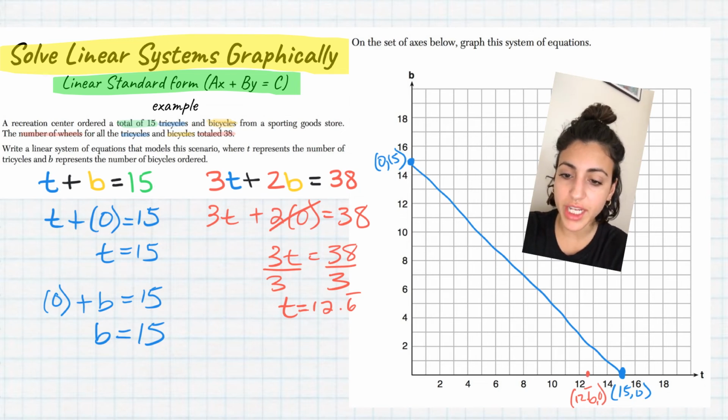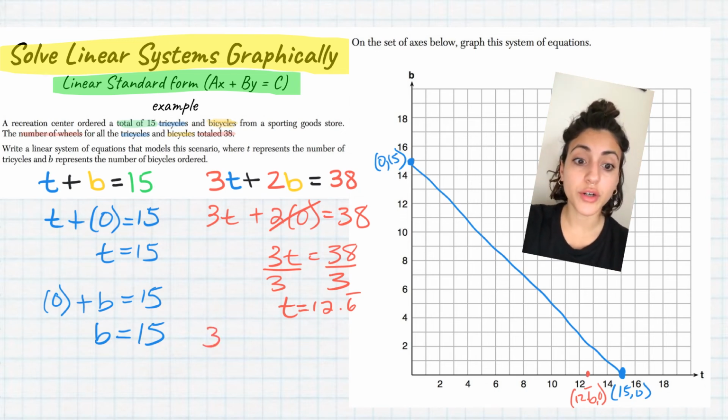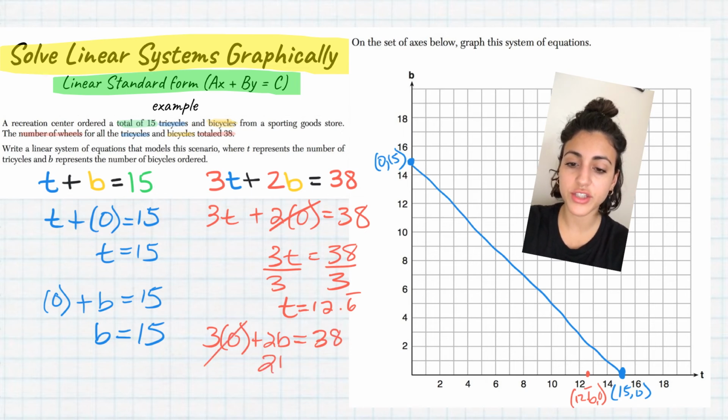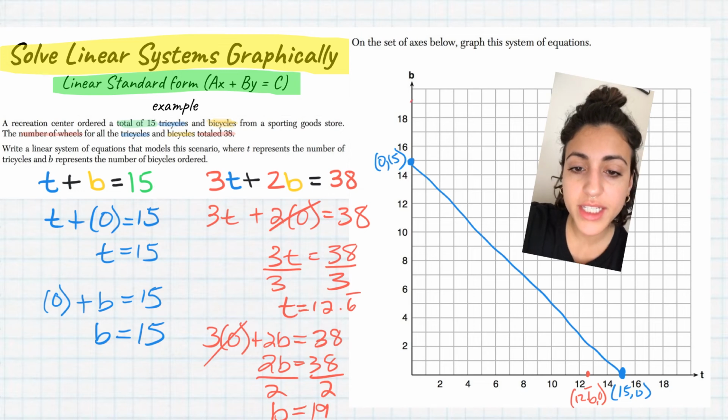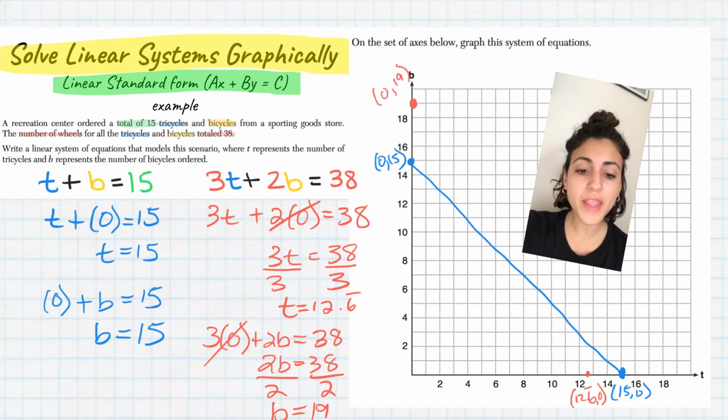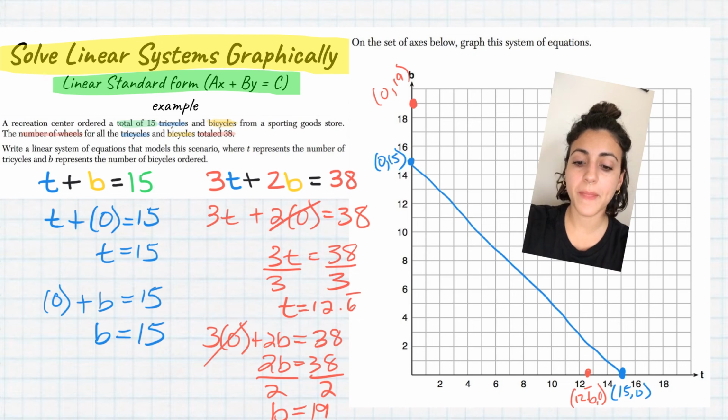Okay, and now let's do the next one. Now I'm going to put 0 in for t, so 3 times 0 plus 2b. To find that intercept on the b axis, this cancels out. I get 2b equals 38. I divide by 2 on both sides, and I get b equals 19 when I put that in my calculator. So I go up to 19 right here, and I put 0, comma 19. And now I can connect those 2 points and create the line for this equation.